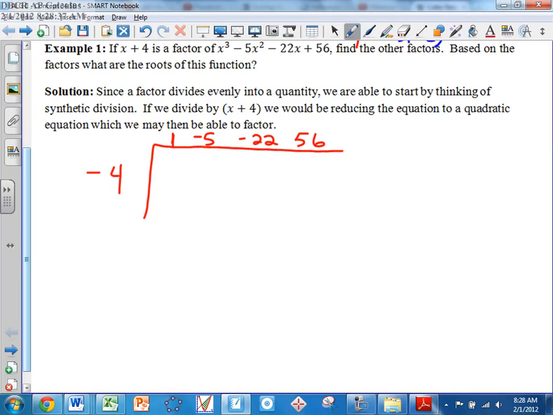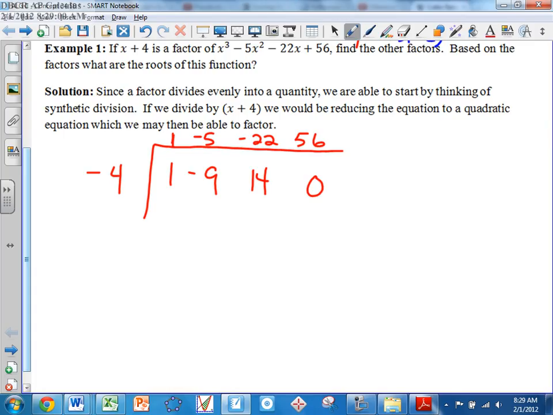Yes, it's in standard form, but there could be stuff missing even if it's in standard form. So, with that said, let's do this. Bring down the 1, not the negative 4 like I did last time. We get negative 4 minus 5 is negative 9. Negative 4 times negative 9 is 36, minus 22 is 14. Negative 4 times 14 is negative 56, and negative 56 plus 56 is 0. We got it. It did work. Now, you're going to say, well, what does that do for me? It actually does a lot.